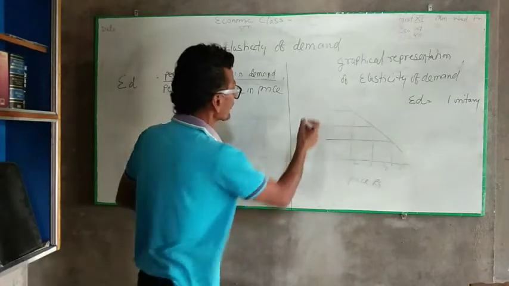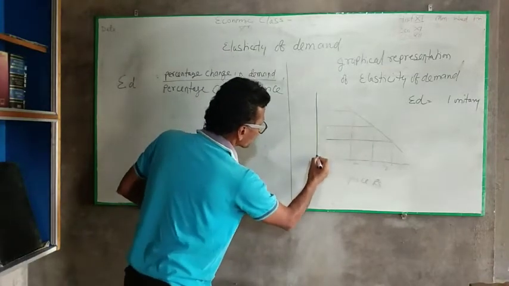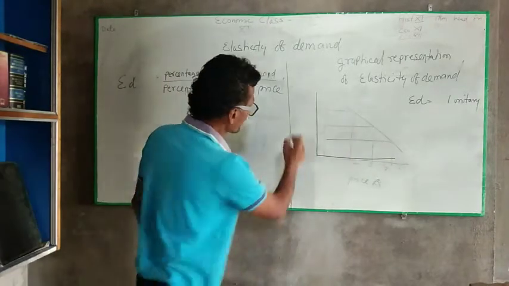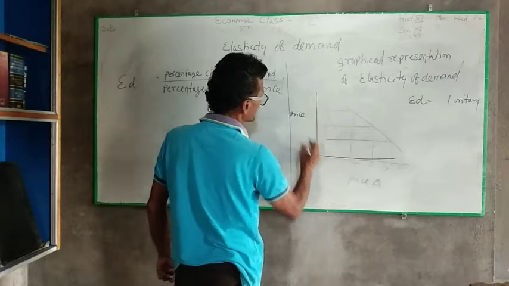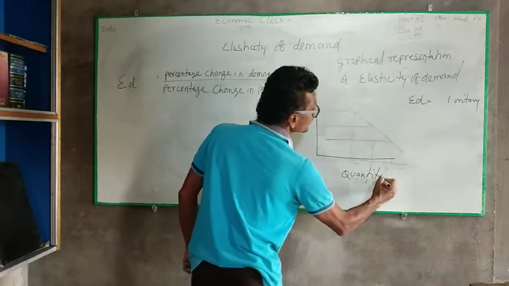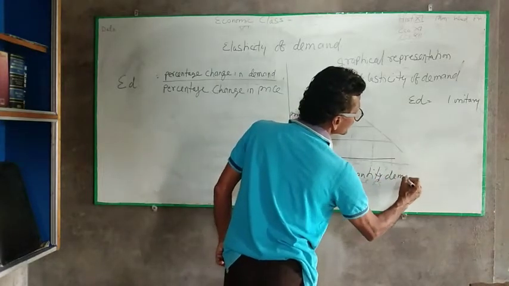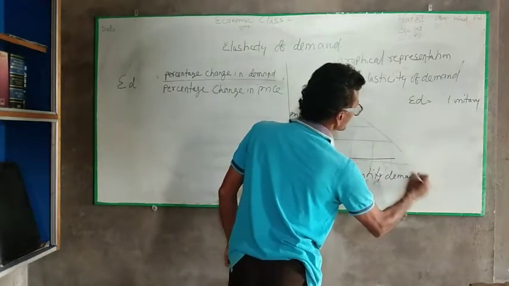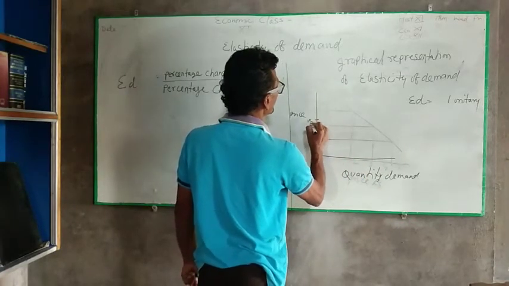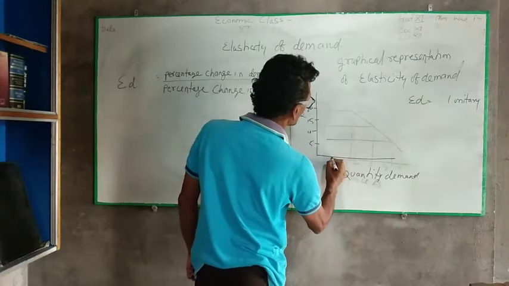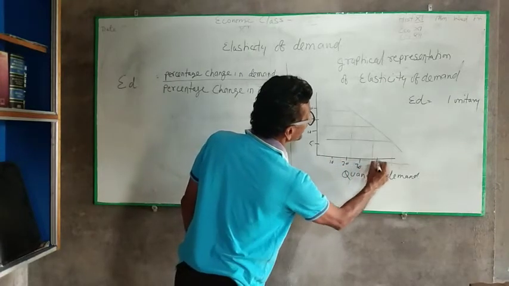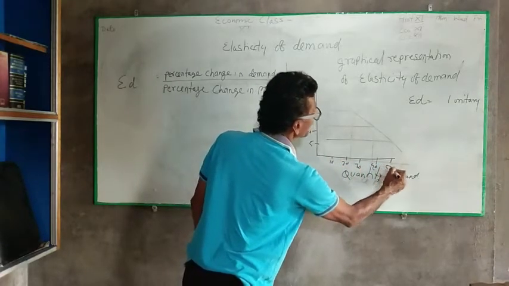Suppose this is price, this is quantity demanded. Price 5 rupees, 10 rupees, 15 rupees, 20 rupees. Quantity demanded 10, 20, 30, 40, 50.